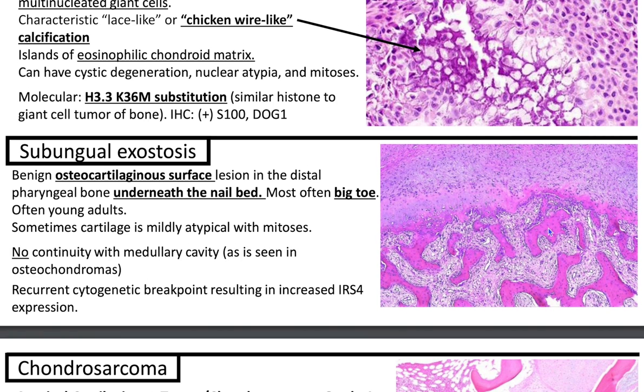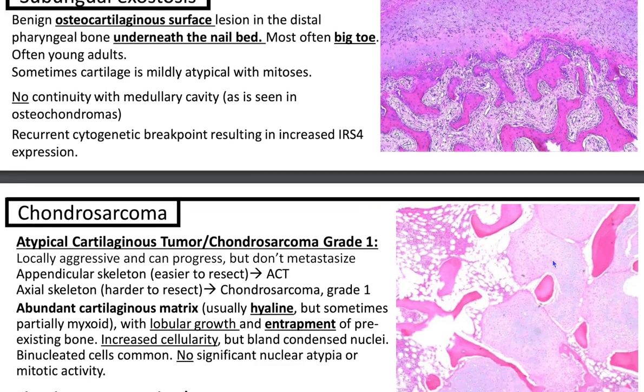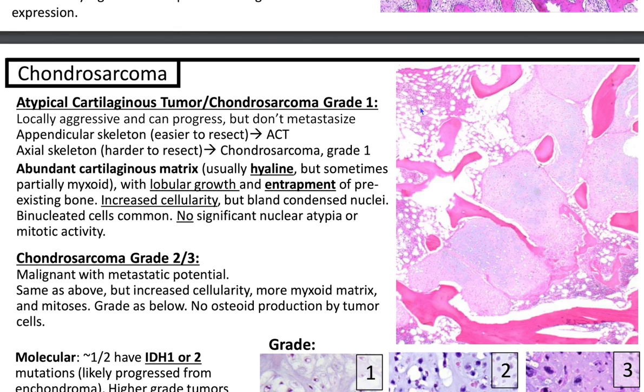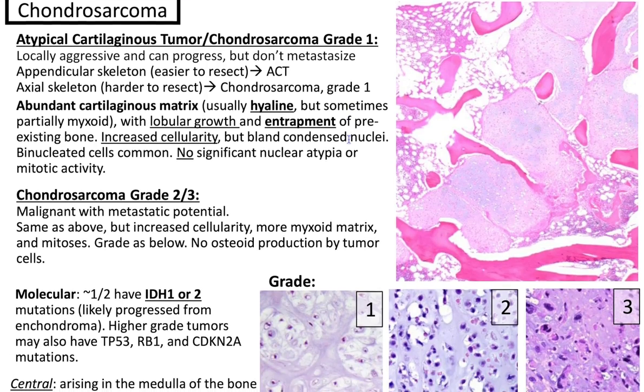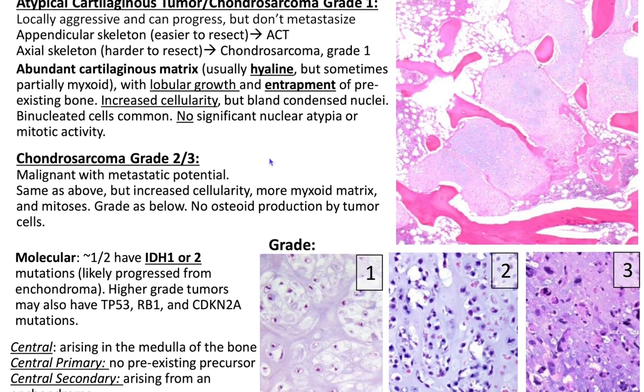Subungual exostosis. It's an osteocartilaginous surface lesion in the distal phalangeal bone underneath the nail bed, often the big toe. Chondrosarcoma, if it's in the arms or legs, you want to call it atypical cartilaginous tumor if it's well differentiated, or grade 1. And then if it's in the axial skeleton, you want to call it chondrosarcoma grade 1. Chondrosarcoma grade 2 and 3.